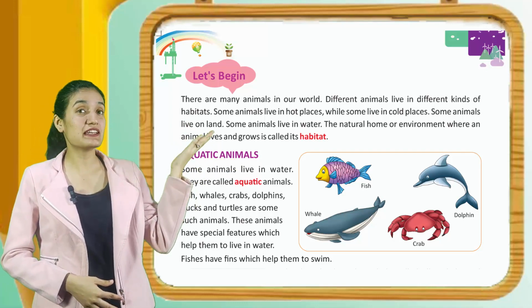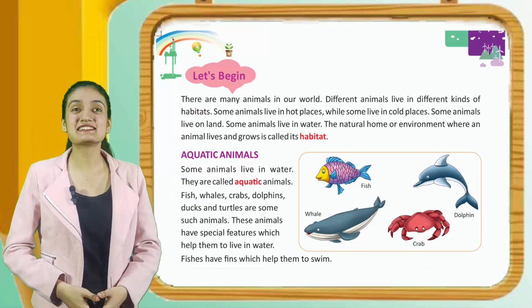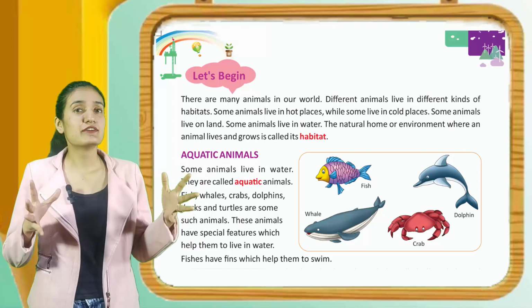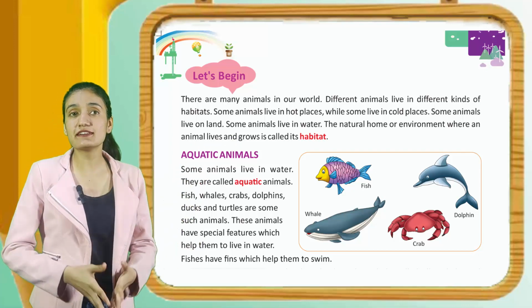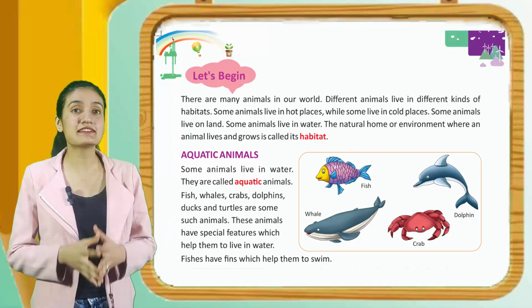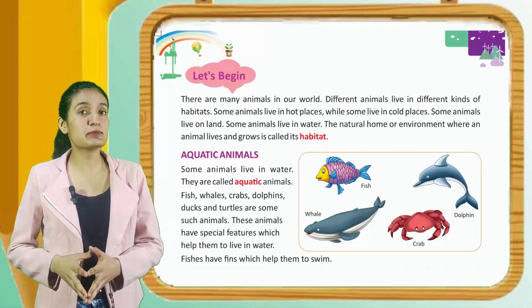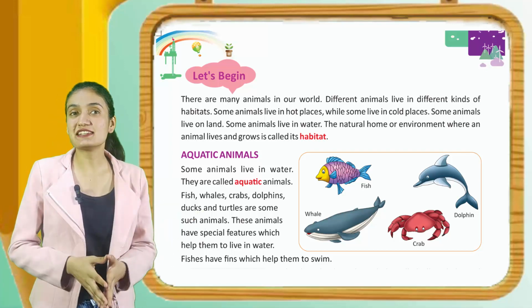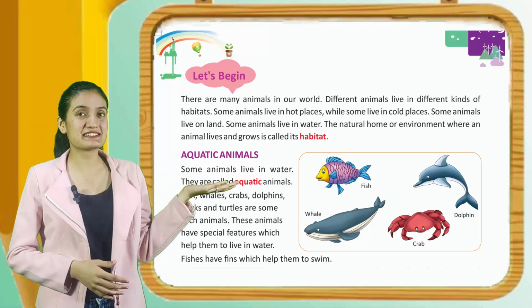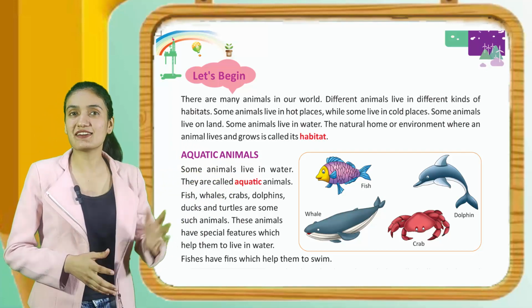Now, first of all, let's read about aquatic animals. Some animals live in water. They are called aquatic animals. Fish, whales, crab, dolphins, ducks and turtles are some such animals. These animals have special features which help them to live in water. Fishes have fins which help them to swim. Here you can see the aquatic animals: fish, dolphin, whale and crab.